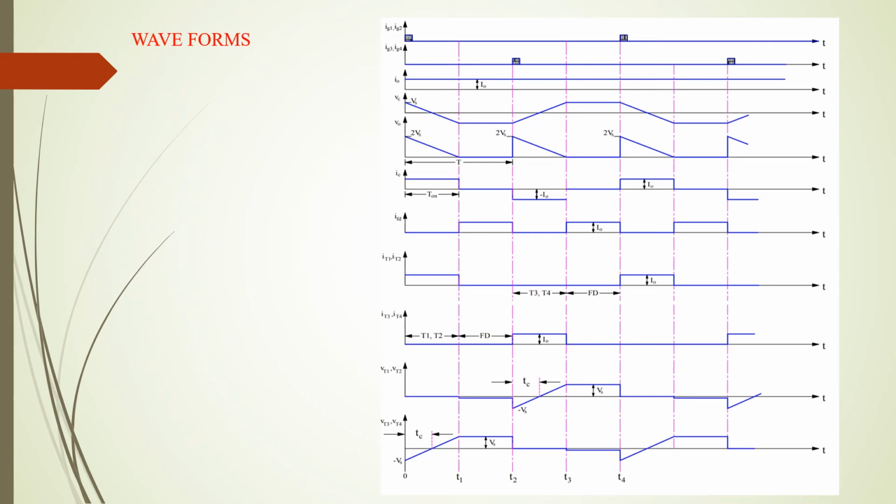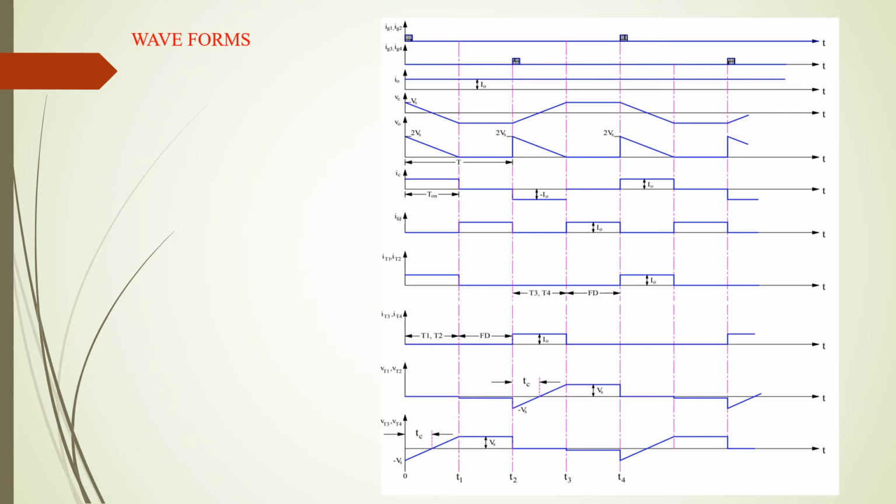which is driving the load. When the thyristors T3 and T4 are on, the capacitor starts discharging from 2 Vs to Vs. At the instant when it goes from positive Vs to negative Vs, that negative polarity will turn off the thyristors T1 and T2, and the freewheeling diode will freewheel the current I0.